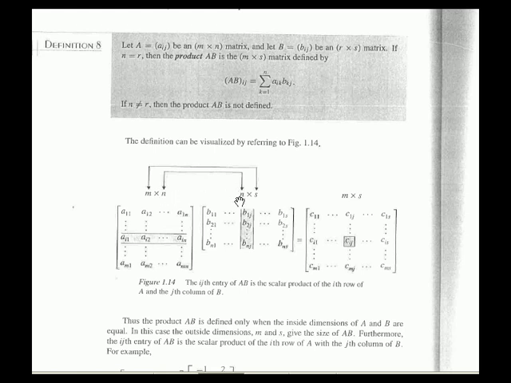So A and B don't have to be the same size, but the number of columns of the first matrix has to be the same as the number of rows in the second one. And if they are, the product will be m by s, because there are m rows here and n columns, so you get an m by s matrix. So that's what this says. Then the ijth element here is just the dot product of the ith row of A and the jth column of B.